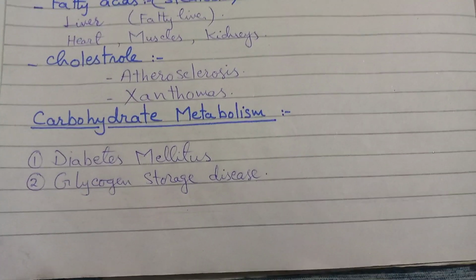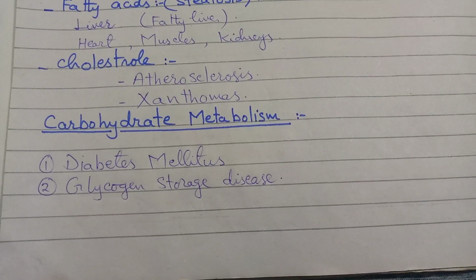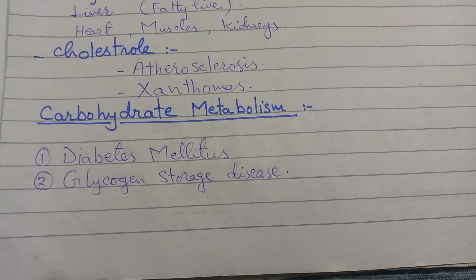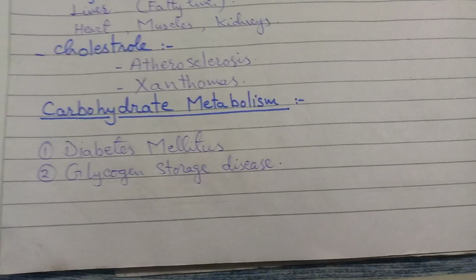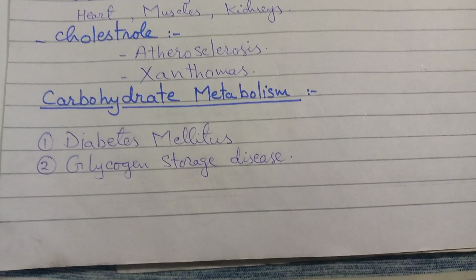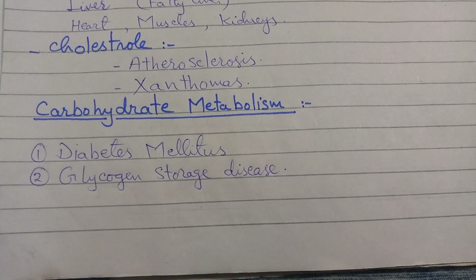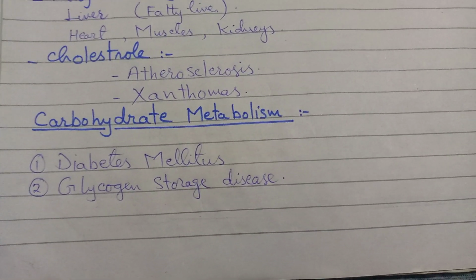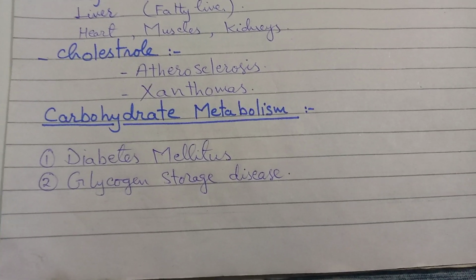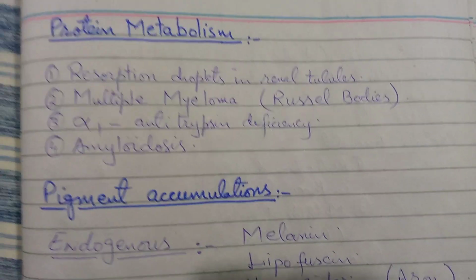Second one is carbohydrate metabolism byproduct. Students, as a result of abnormal carbohydrate metabolism, there is accumulation of glycogen and glucose inside the cell, which leads to diabetes mellitus. Second disease is glycogen storage disease. Now we move towards, students, protein metabolism.